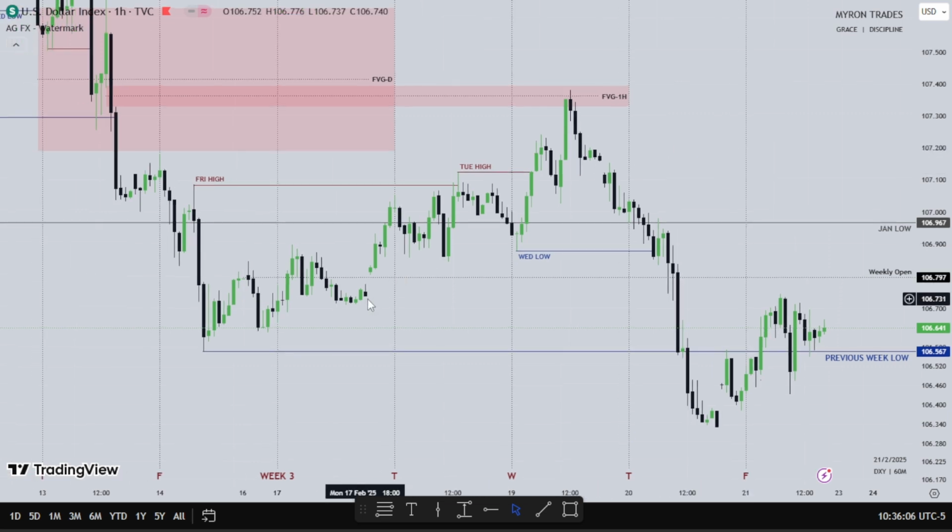So you see, this is how I use the dollar to frame my trades on both Euro USD and gold. So I want to see the dollar giving me a hint of where it's wanting to go, where it's wanting to gravitate to. So from here, price was reaching out to these lows, the previous week's low, and you can see the way price moved from here.